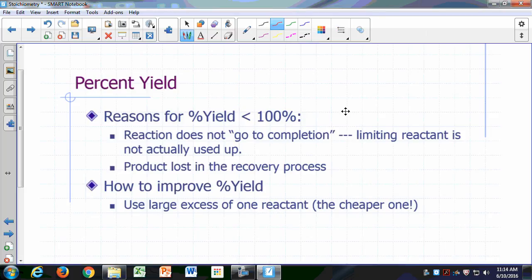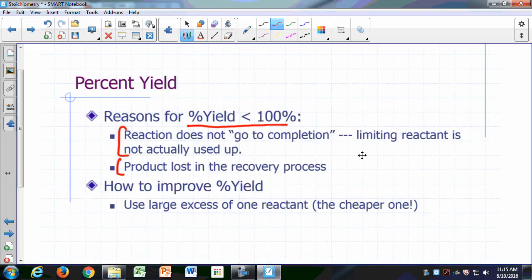As mentioned earlier, reactions generally do not go to completion, so you generally don't expect to get your theoretical yield. Your actual yield will typically be less than your theoretical yield. So what are some of the reasons why our actual yield is going to be less than 100%? Well, one reason is a reaction may not actually go to completion. So it's possible your limiting reactant is not actually used up. In fact, that's pretty much the case most of the time. Also, you could lose product in the recovery process. So that would also lessen your percent yield.